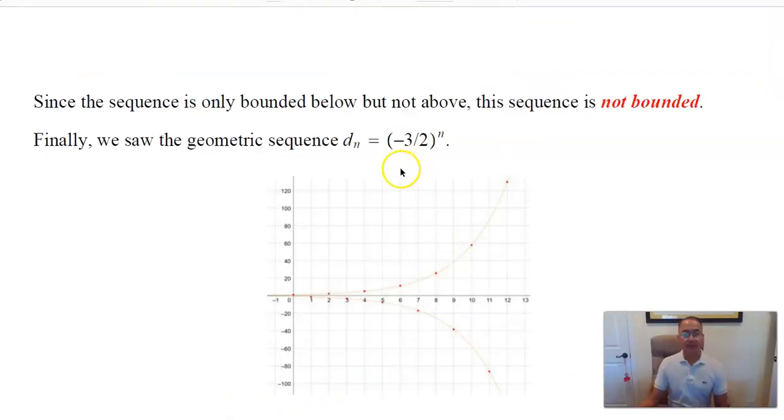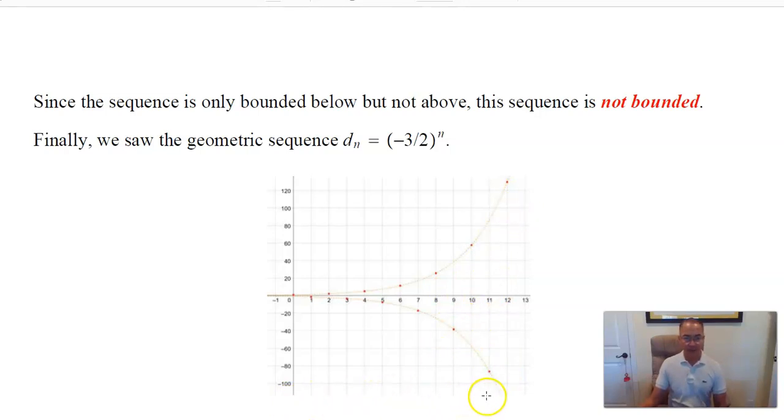All right, so finally, let's see what happens if it's alternating, negative 3/2 to the power n. Just like negative two-thirds to the n, sometimes the terms are positive, sometimes the terms are negative. So, is it increasing or decreasing? Well, we go from here to here to here to here to here. So again, we're zigzagging up, down, up, down. So it's neither increasing nor decreasing.